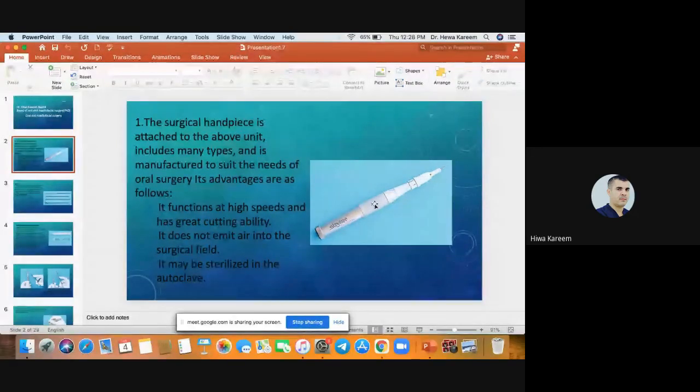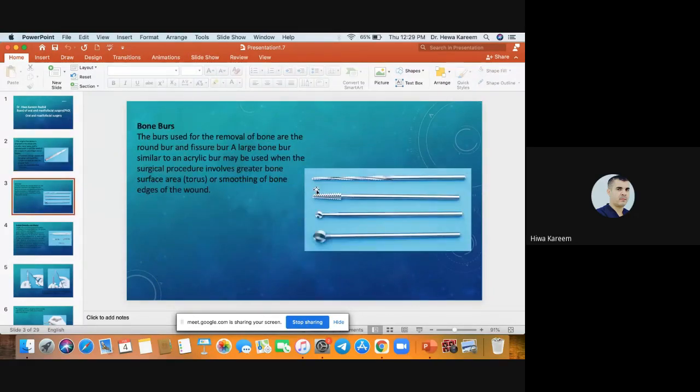It must be sterilized. Why do we use the surgical handpiece? Because if we use a turbine for dissection of the tooth, air goes inside the soft tissue and leads to emphysema. So dissection of the tooth by turbine is contraindicated. A surgical handpiece must be used.